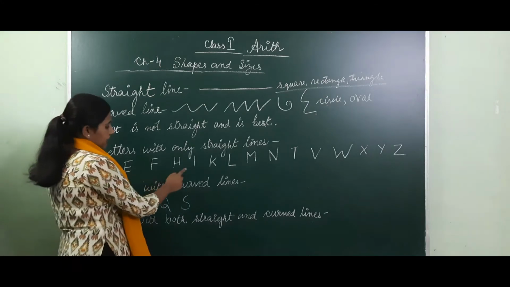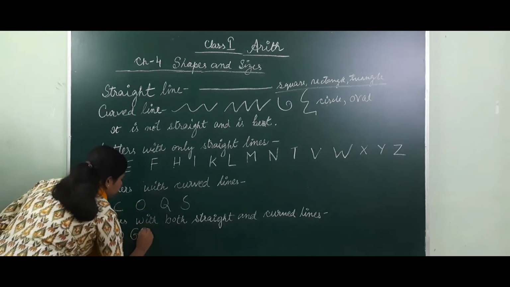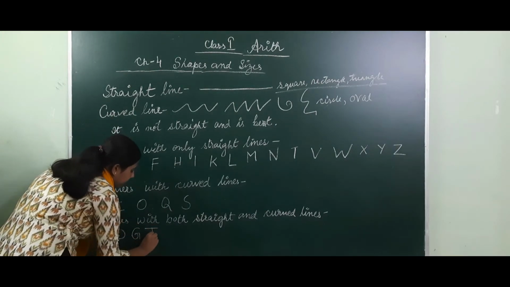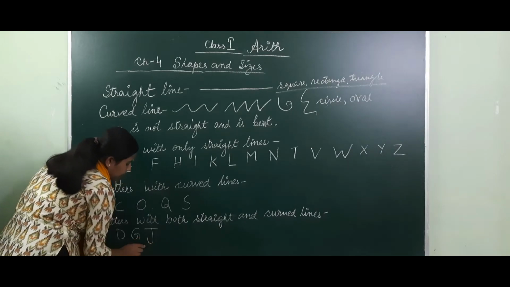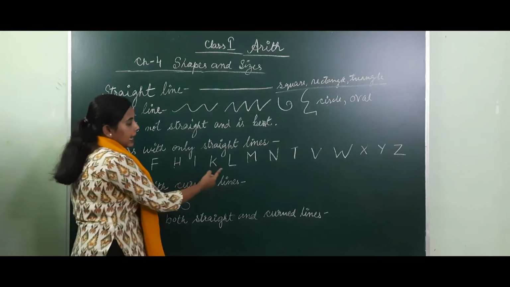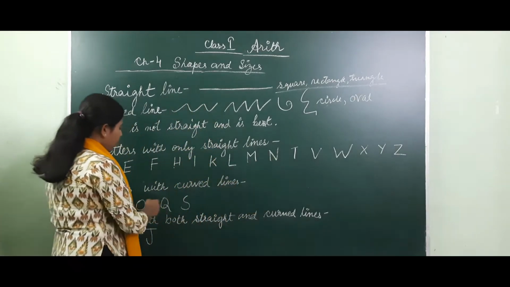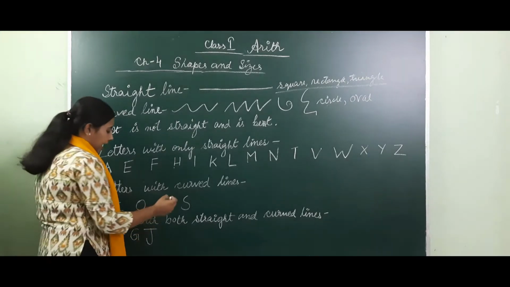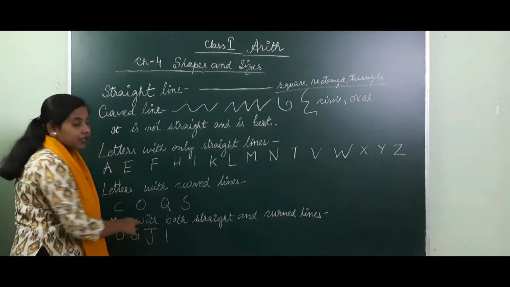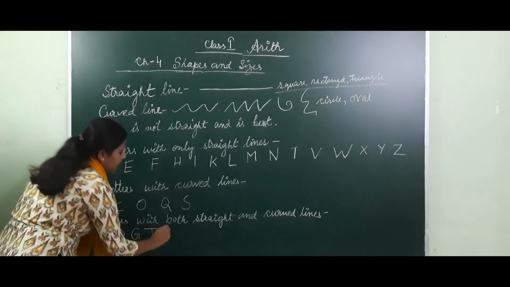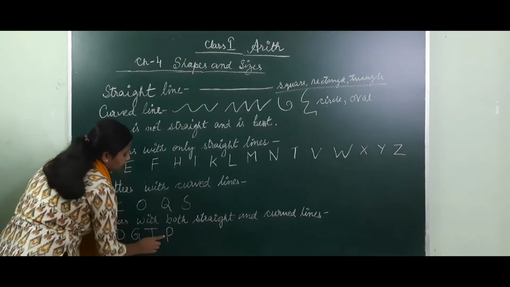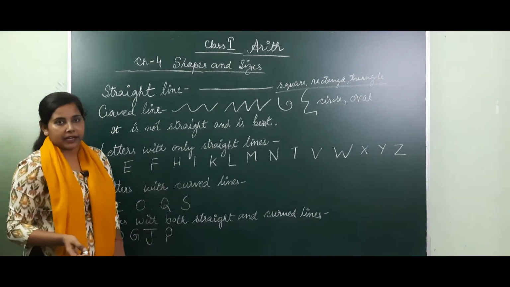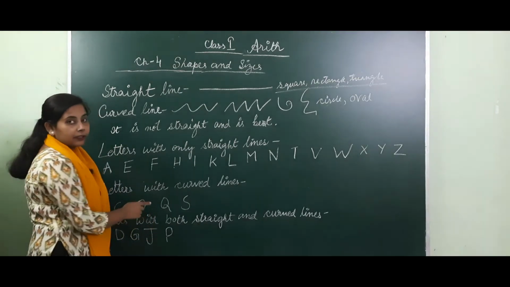H, I, and then you see again J. See, first we have drawn one straight line. Again here we made one straight line and then we are curving the line. J. K, L, M, N, then O. O is totally your curved line. You don't need to use any straight line. Then P. We are doing one straight line and we are curving it here. So it becomes P. We are using both straight and curved line. Q is your curved line.